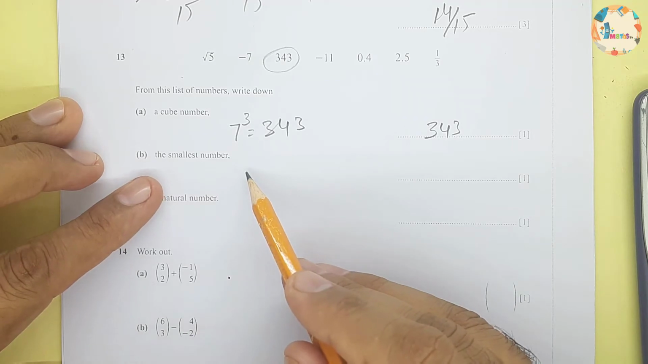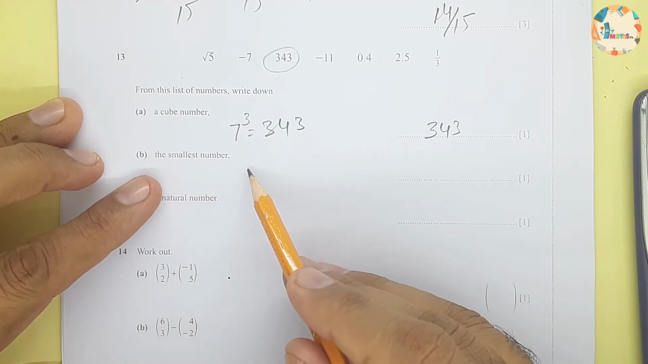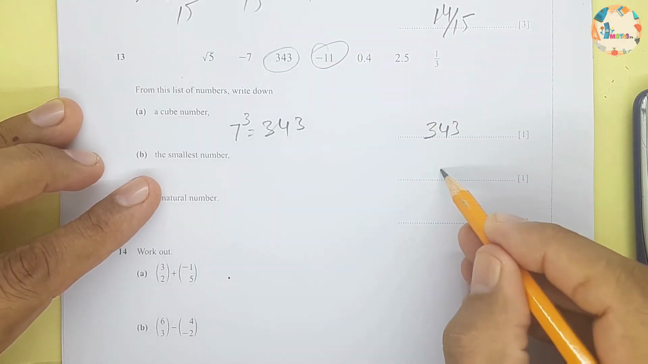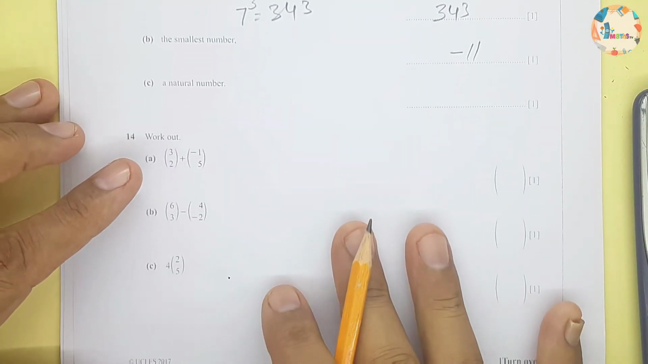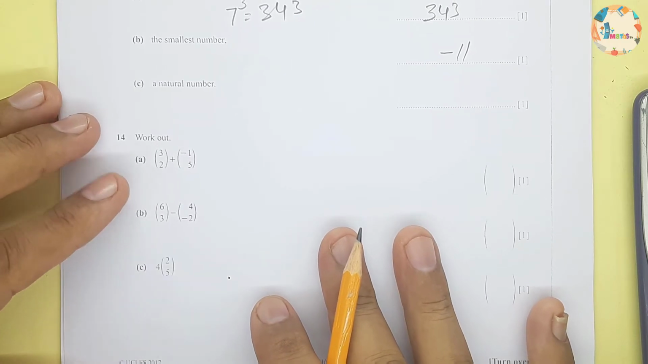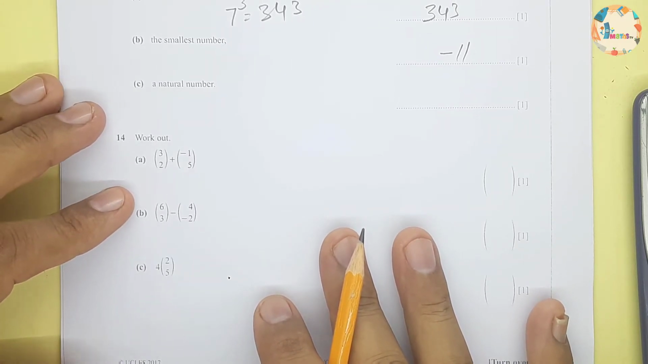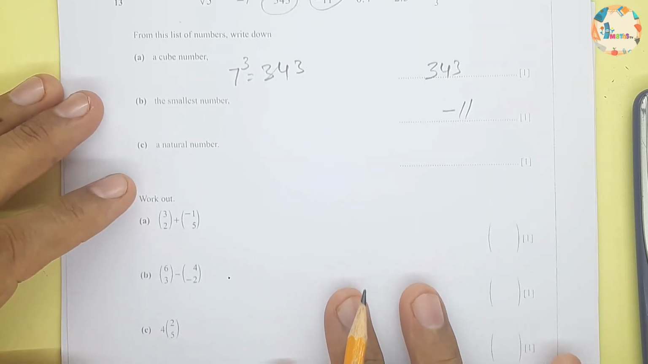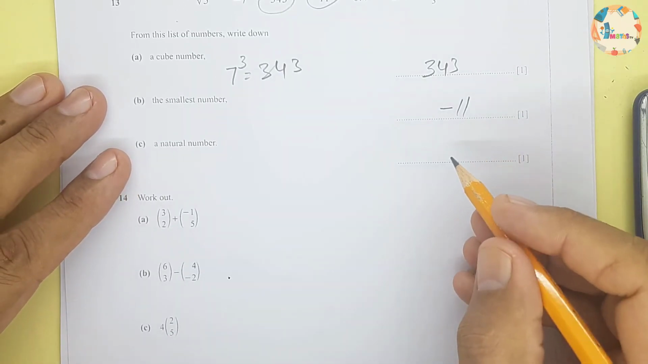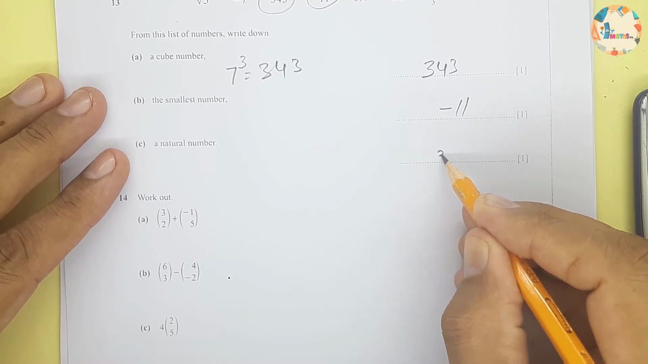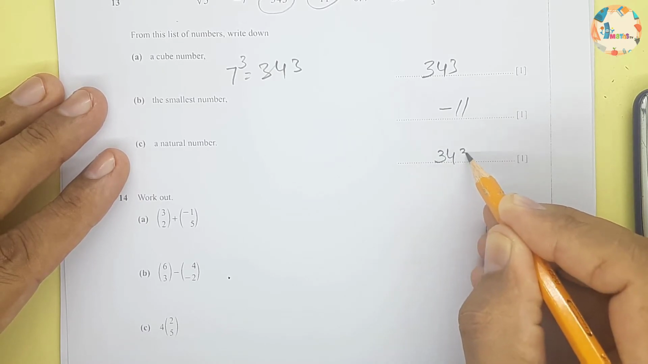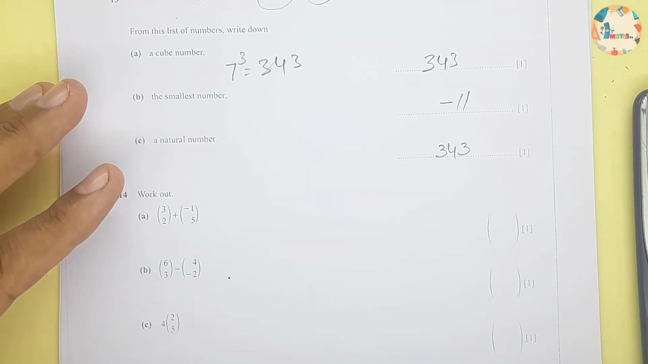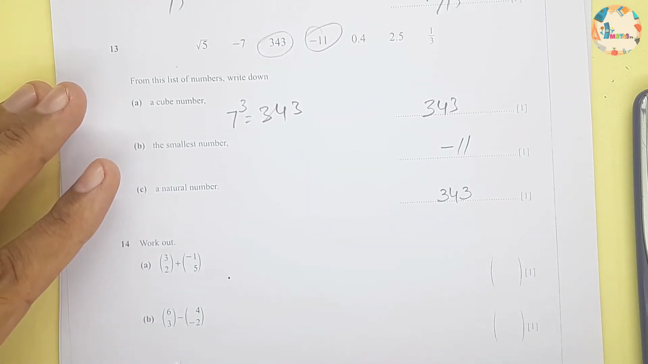The smallest number will be this negative 11. So minus 11 is the smallest number. Negative numbers, you must be familiar with this. Then the natural number is basically this one. 343 is the natural number, because the others are not in the set of natural numbers.